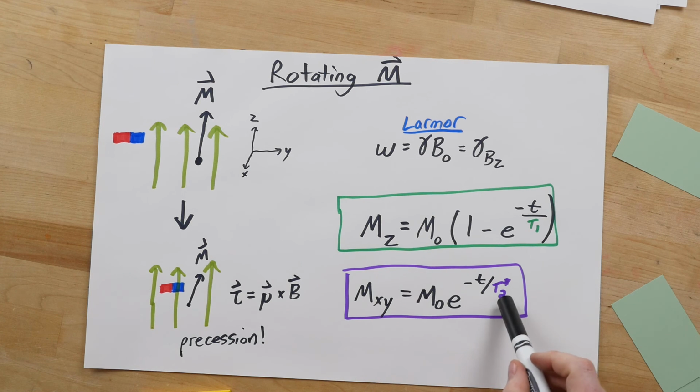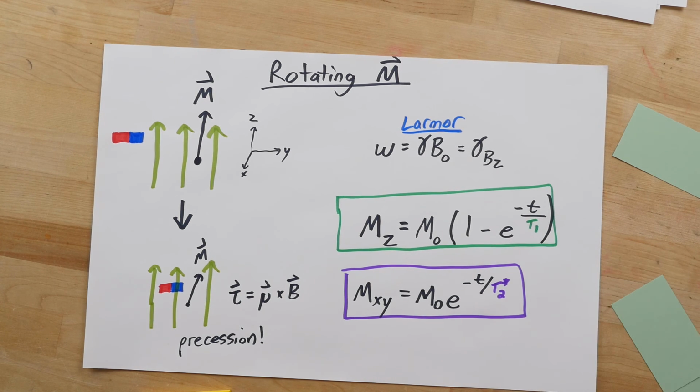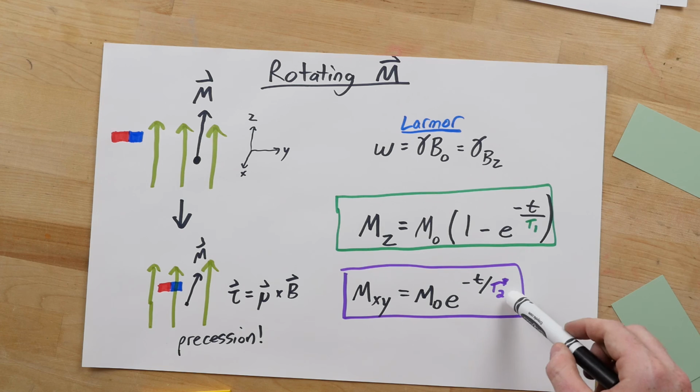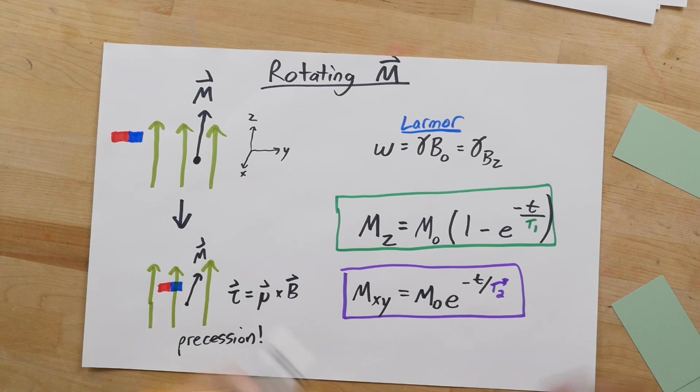Now, these two pieces, T2 star and T1, are how we actually image in MRI. We can take images that differ on T2 star and T1, and give different pictures of what our head or our foot or our hand looks like.